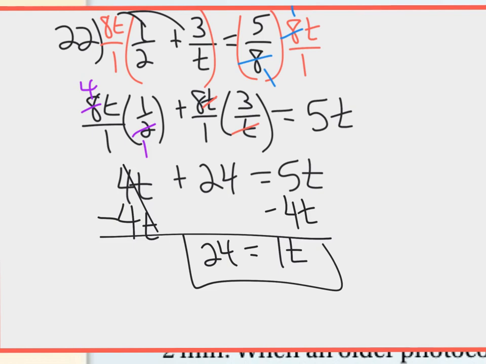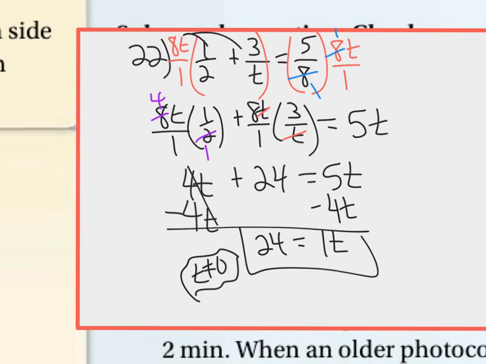Probably would be good to check excluded values and make sure that that's allowed. Basically in our fractions at the beginning, we had a t in the denominator, so basically t cannot equal 0. And that's not the answer we came up with, so we should be good there. T equals 24. If you have time, I recommend checking that back in the original equation and see if that works or not. So if t was equal to 24, does this work out?